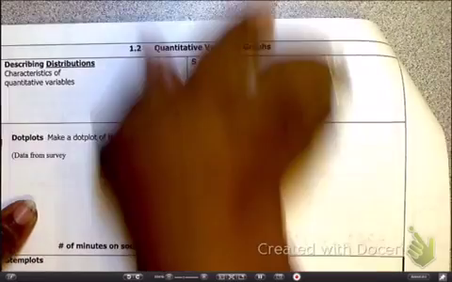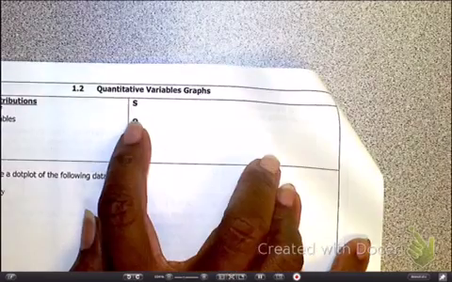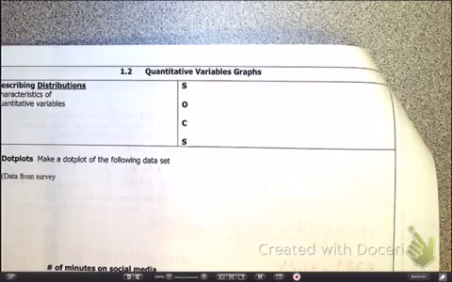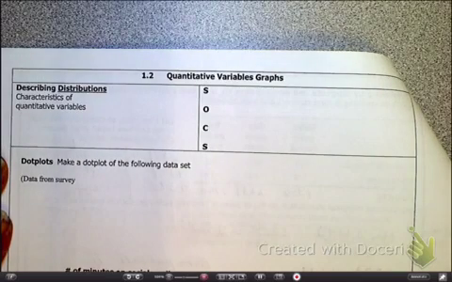Now, when it comes to quantitative variables, we have to do what's called pay attention to our socks. So, make sure it's a clean pair now.